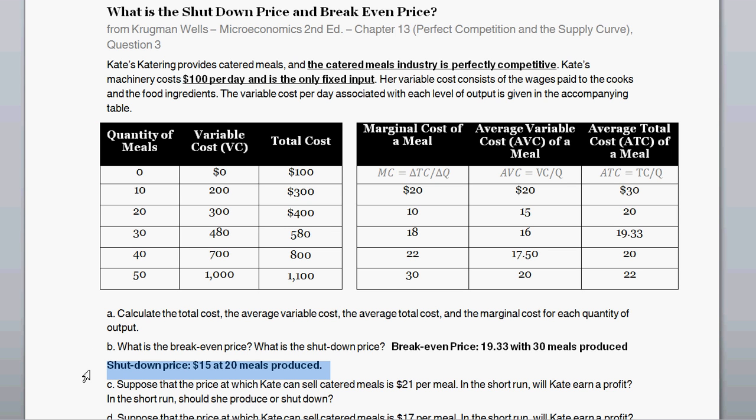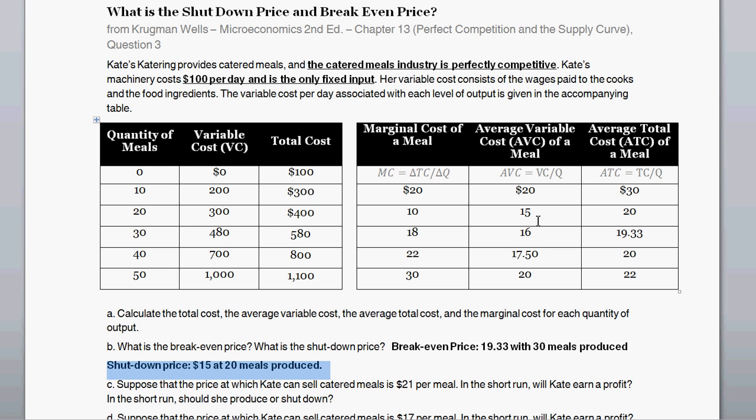Okay, so let's talk about the shutdown price. The shutdown price is the price at which the firm just ceases operation and goes out of business. And you can see why. So let's say that the current market price for a meal was something like $14 per meal.